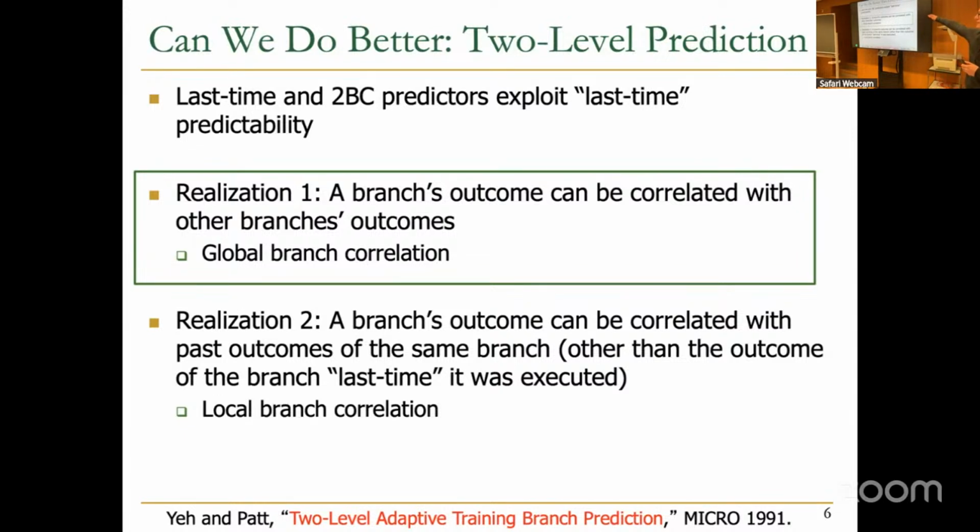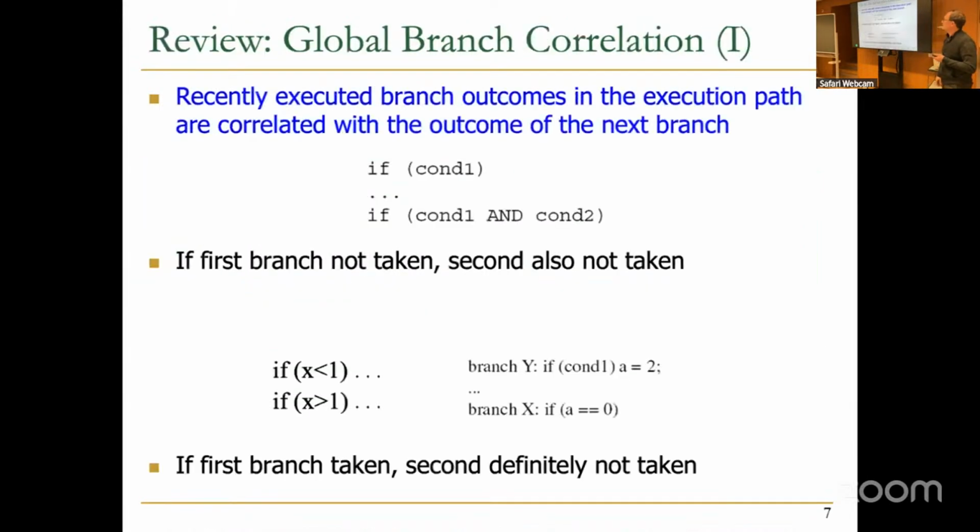And one was people realized 2 things. One is actually this paper in particular was the first one to realize 2 things. One is a branch's outcome can be correlated with other branches' outcomes that you've seen in the past. So it can correlate globally across different branches. And you have seen this predictor. Today, we're going to talk about local branch correlation, and then we're going to go off to other topics on branch prediction. But let me remind you of this global branch correlation.